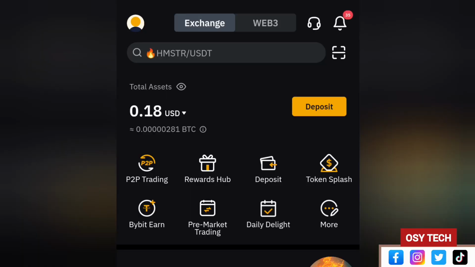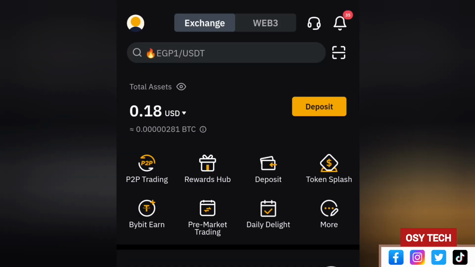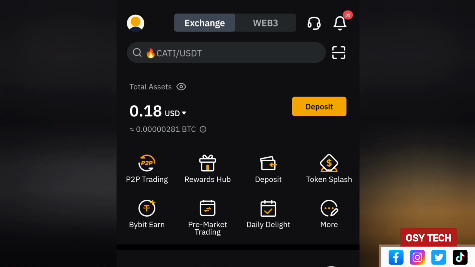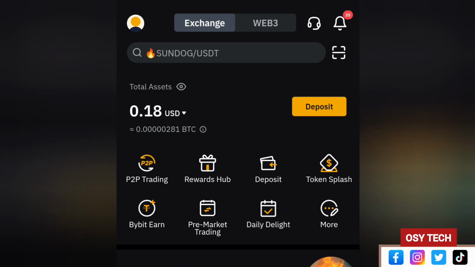Now let me start and show you how this works. Let's start and withdraw our Hamster token. Let's go. Open your Bybit or your Binance, they are similar. With any other crypto platform that you are on, just open it and make sure you are at Exchange at the top right, not Web3.